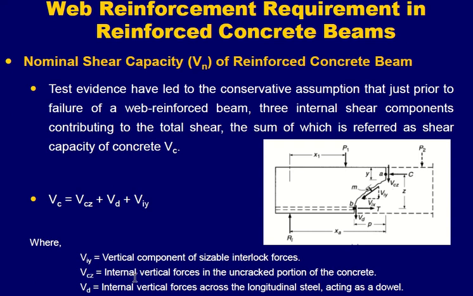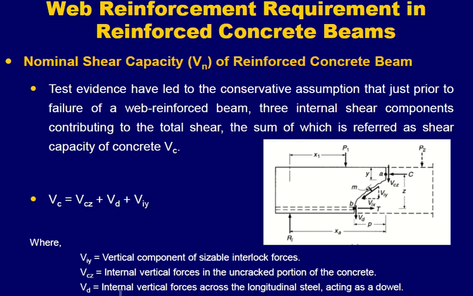Vcz is the internal vertical force in the uncracked portion of the concrete. For example, the crack has initiated here and it is propagating through this and it reached up to this point. And this portion of concrete is uncracked. So for Vcz, you can see that the compression is here, okay? And z is the depth of this portion. So Vcz is the capacity of this uncracked concrete section.